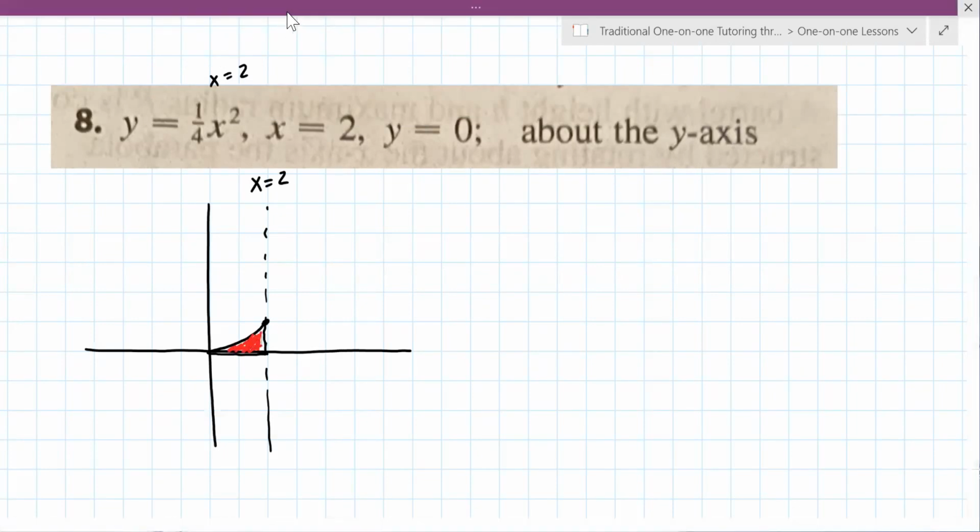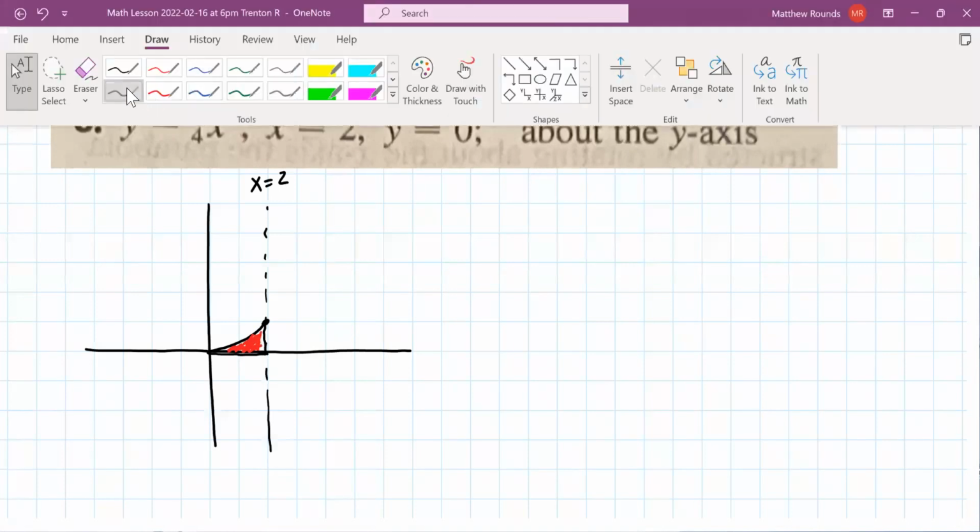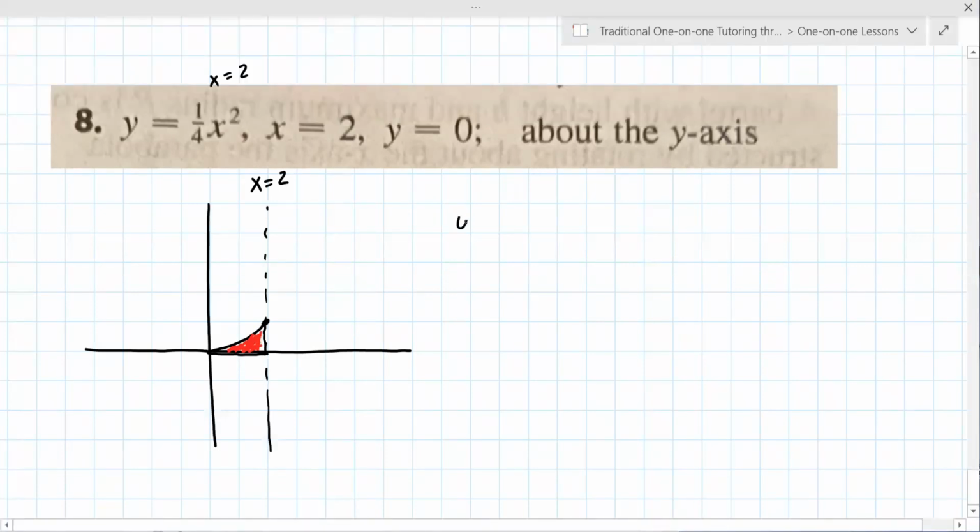So you have a choice here. In this case, we're going to use the washer method. The reason is that there's an empty space between the region and the y-axis. So when you're doing the y-axis, it's right minus left. You heard that in class.